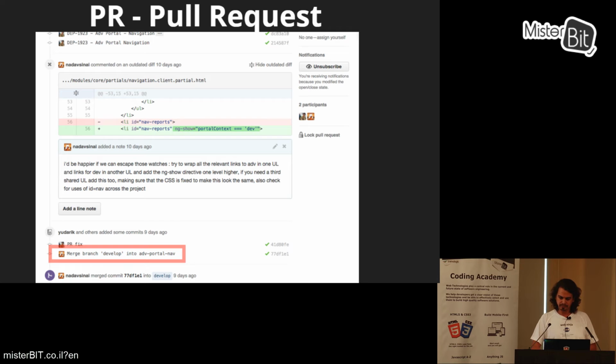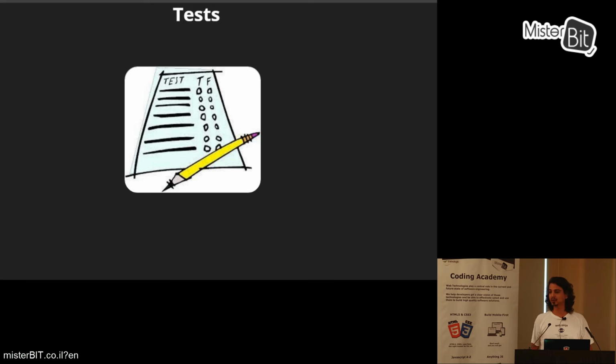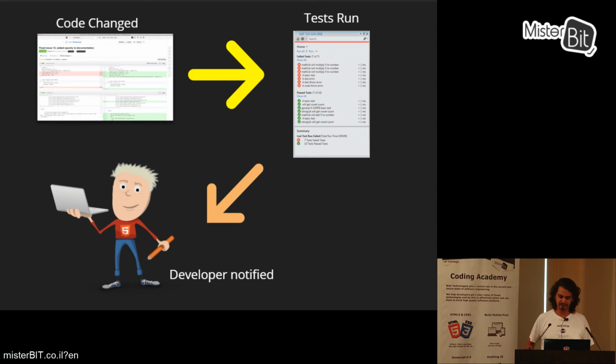So, continuous integration from Wikipedia is exactly that. The practice of frequently integrating new or changed code with an existing code repository. Good, but integrating changes does not let you know things are still working. How can we know the changes haven't broken anything? And the answer is simple and complex together, because you have to write code that tests itself. There's no escape from that. Together with the feature, in the pull request, I will have to see the tests. To recap, code is changed, tests are run, the developer is notified.